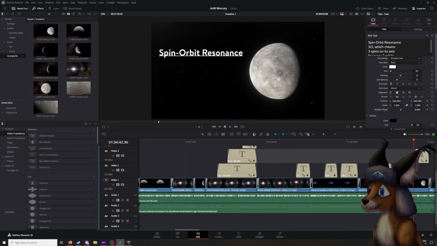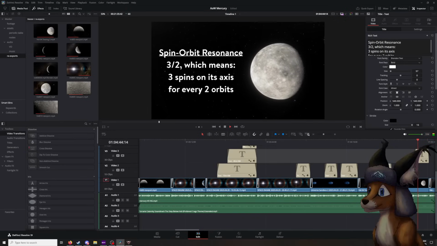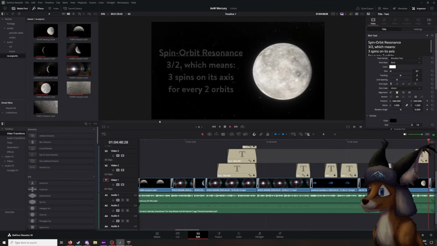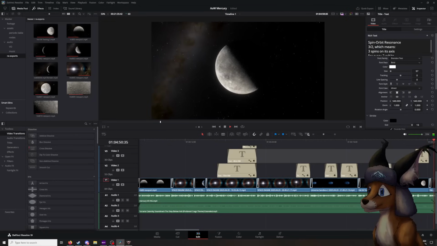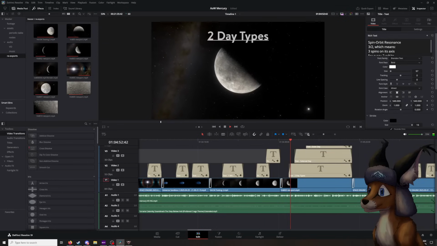Mercury's spin-orbit resonance. Oh, sorry, it's freaking out again. Which means that for every 3 times Mercury spins about its axis, it revolves around the sun twice. To understand why this is significant, I need to explain that there are actually 2 different kinds of days in astronomy.